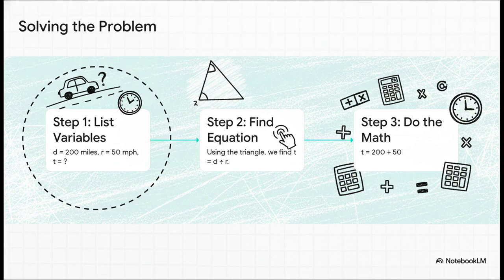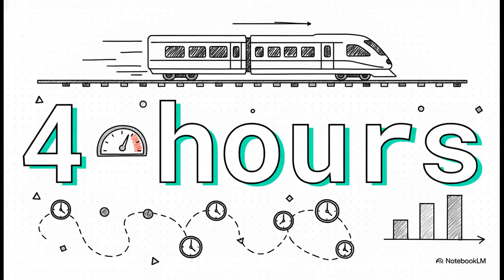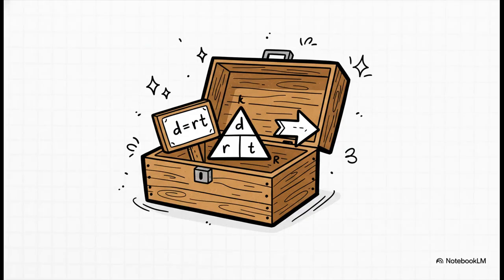Okay, step 2, let's go to our triangle. We need to find time, so we cover up the T. And what's left? Distance over rate, D divided by R. So our equation is T equals 200 divided by 50. And 200 divided by 50 is 4. 4 hours. That's our answer. It's going to take that train exactly 4 hours to travel 200 miles. See how clean that is? Once you know the steps, the formula just gives you the right answer. No guesswork.